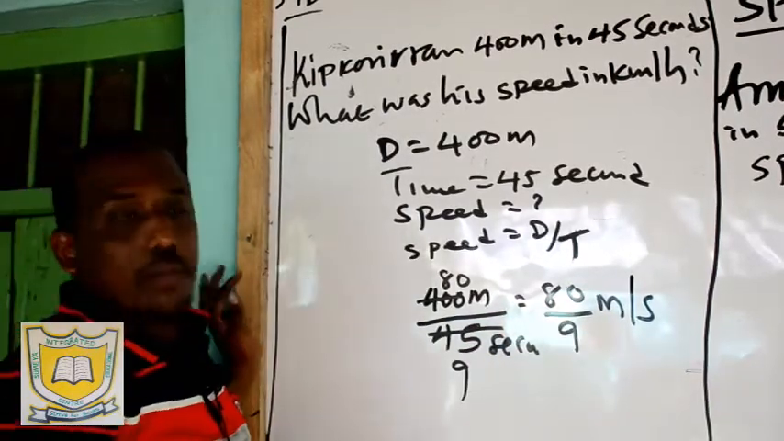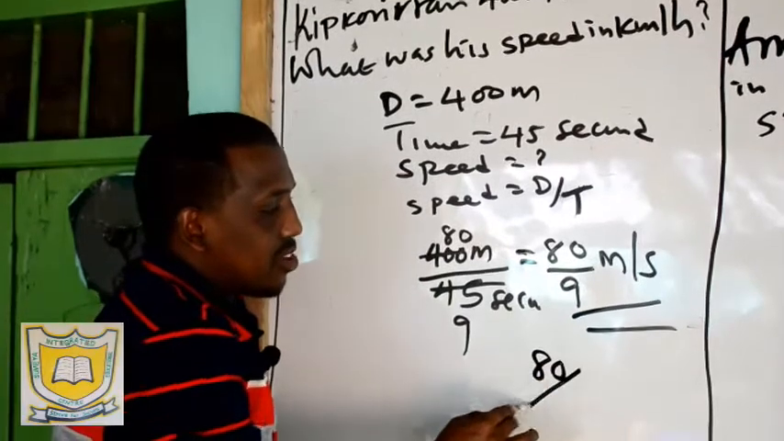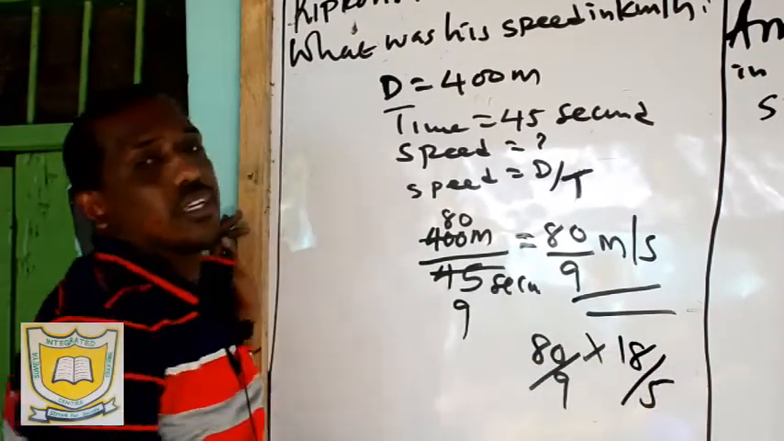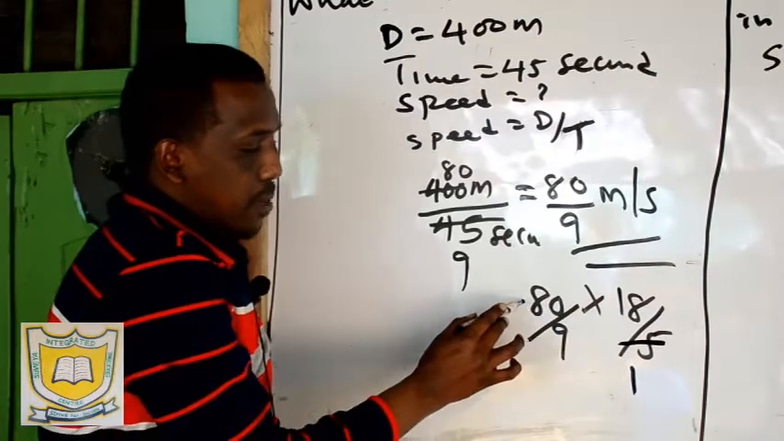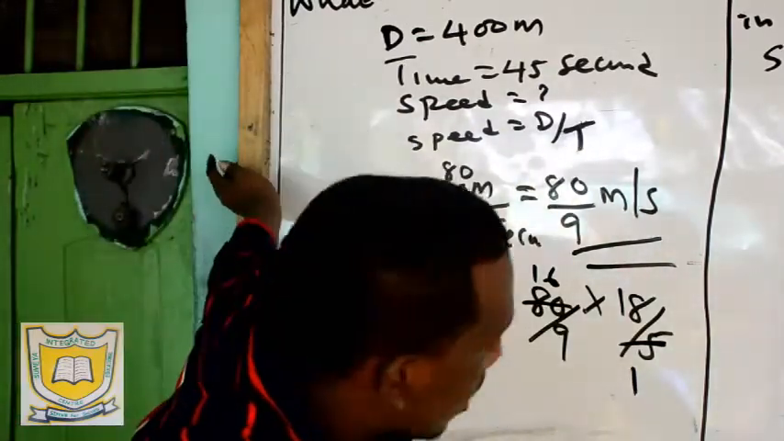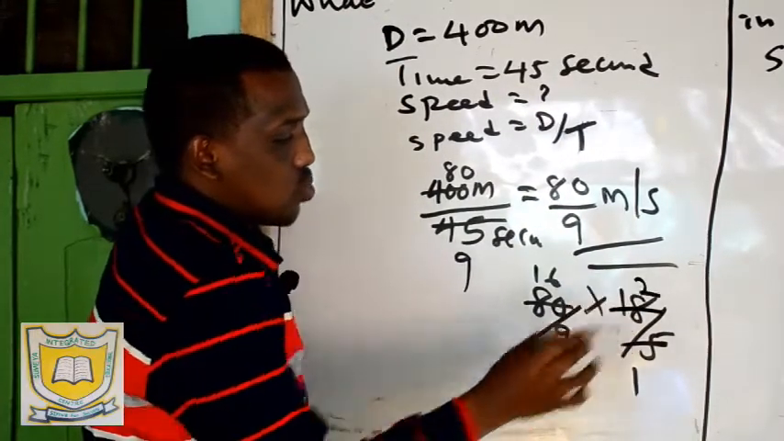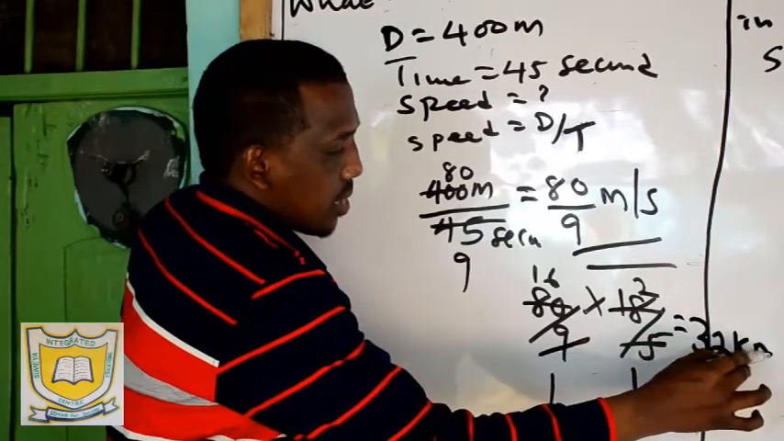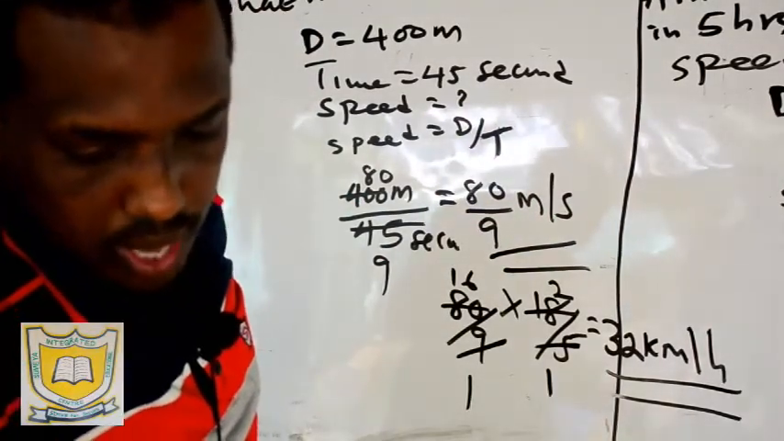But you are told to change into kilometers per hour now. So this is meters per second, and they said kilometers per hour. So we say 80 over 9 multiplied by 18 over 5. That was the formula we were using the other day when we were changing meters per second to kilometers per hour. By 5, 16. 80 divided by 5 is 16. And 18 divided by 9 is 2, so 16 times 2 gives you 32 kilometers per hour. That is how we get that answer, 32 kilometers per hour.